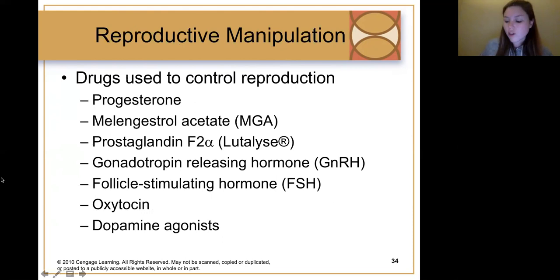So you can give them something that will have a luteolytic effect. As far as reproductive manipulation in livestock, the whole reproductive process is controlled by a lot of hormonal feedback. So drugs can actually be used to control reproduction in livestock. You can inject progesterone, MGA, prostaglandin, which is luteolytic, which some of you, if you have cattle, may be familiar with. You can give them that in order to make them come into heat, so you can kind of synchronize your cows. GnRH, follicle stimulating hormone, oxytocin, and dopamine agonists are just some of the things that you can use to manipulate the reproductive cycle.